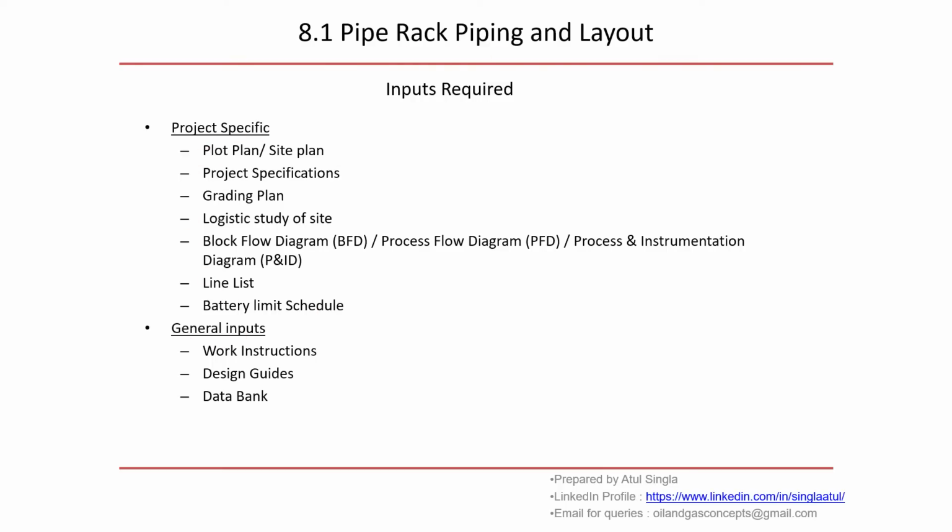Other than this, we should have with us work instructions, design guides, and data bank which we receive at the start of the project. If we don't have them, then we can always ask the client through our project team. All these things we need to have in hand so that we can start working on piping layout.